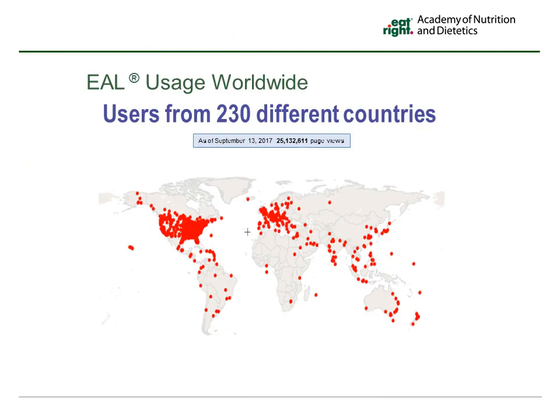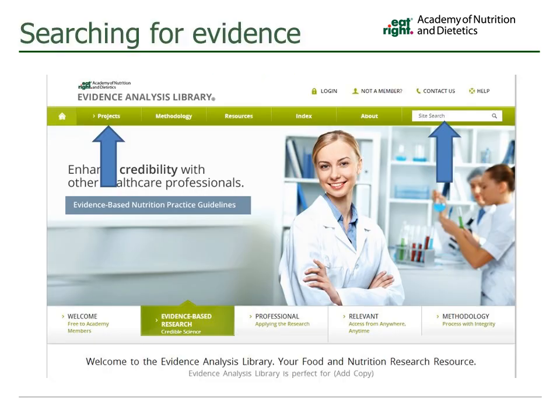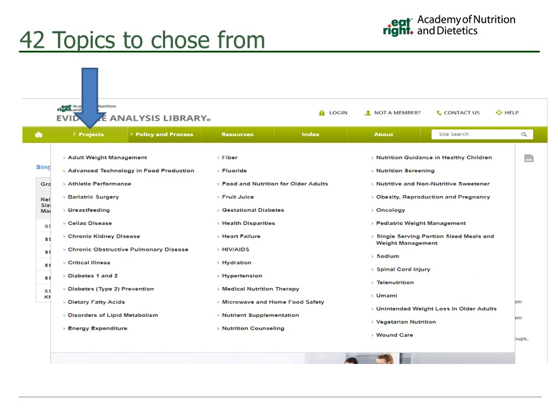How well is the evidence analysis library utilized? As of September 13th, we had over 25 million page views, and as you can see, it's used all over the world. We currently have users from 230 different countries. So let's take a look at how you would actually utilize the evidence analysis library in your everyday practice. First of all, if you look at my blue arrow showing the projects button, when you click on that button, you will have a pop-up screen that shows you over 42 different topics that you can analyze.